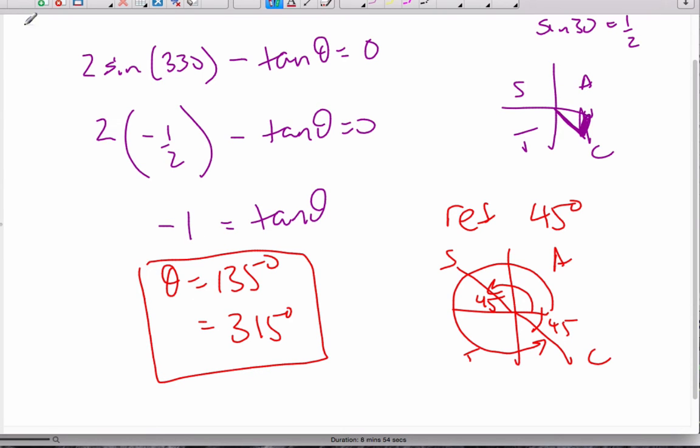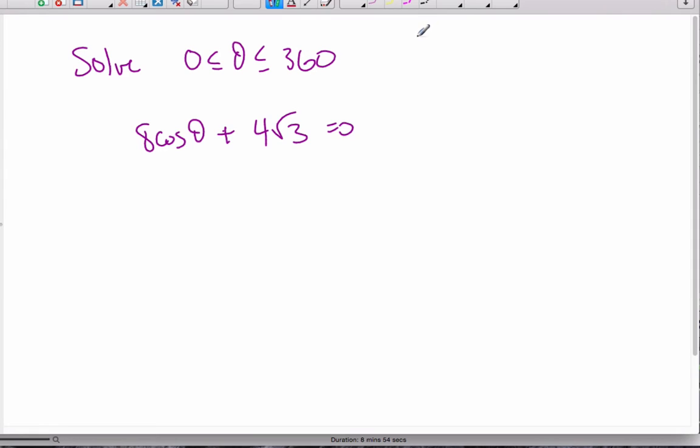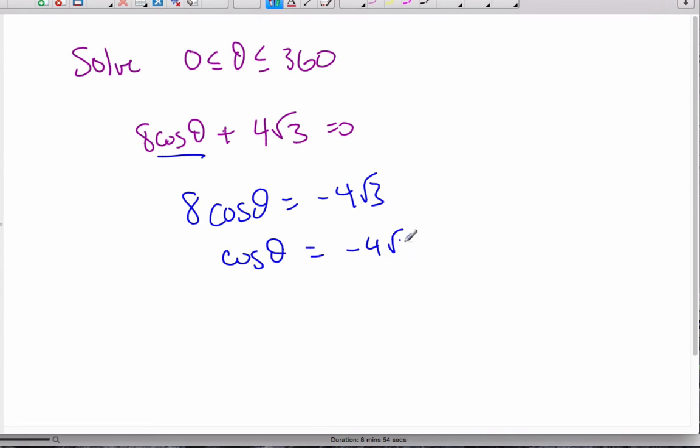Okay, let's try the next one. Okay, the next question here, make sure you pause it, and let's try this again. Now, first step is we must solve for cosine theta. So to do so, I'm going to subtract 4 root 3, and then I go and divide by 8, which will give me negative root 3 over 2.